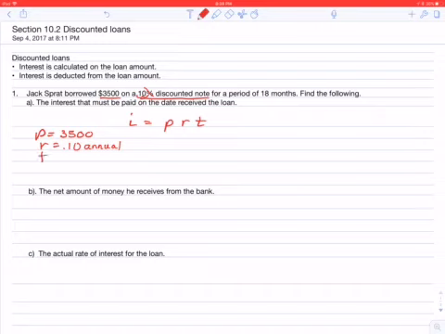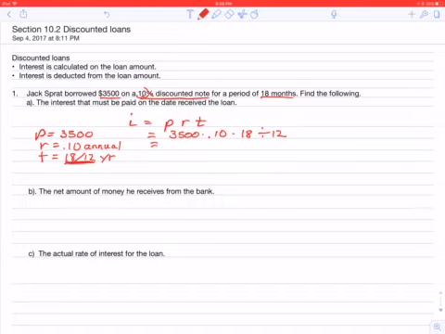So I have to express my time, that 18 months, in years. So to go from months to years, we'll take the number of months and divide by the 12 months in a year. So 18 months is 18/12ths of a year. So to calculate the interest, it's 3,500 times 0.10 times the 18 divided by 12. Notice I'm not reducing that 18/12ths, and I'm not converting it to a decimal. I'm going to let the calculator do all the work. I'm going to enter it all in one line.